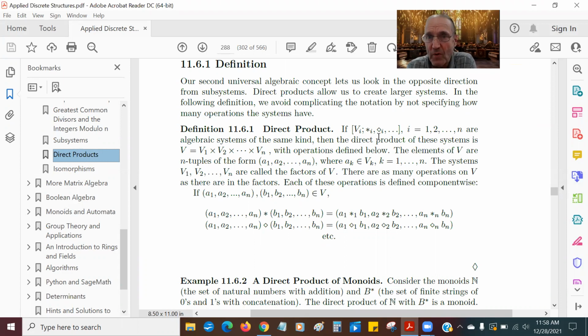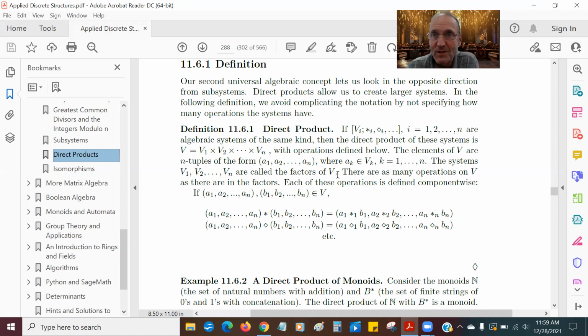These are all the different operations, star i, on the different algebraic systems, and the direct product of these systems with the operations that are defined. The elements of V are n-tuples of the form (a1, a2, ..., an), where a1 is part of V1 and a2 is part of V2 and an is part of Vn. And the systems V1, V2, ..., Vn are called the factors of the giant direct product V.